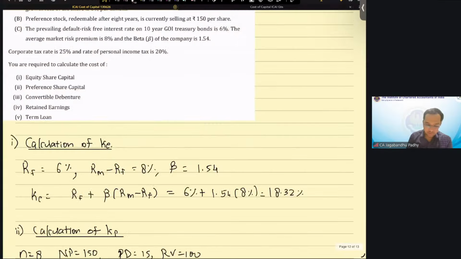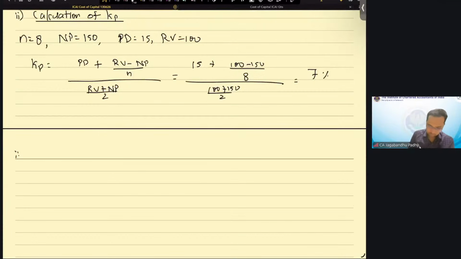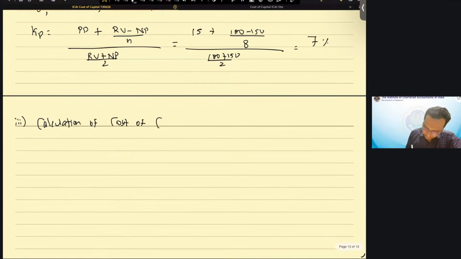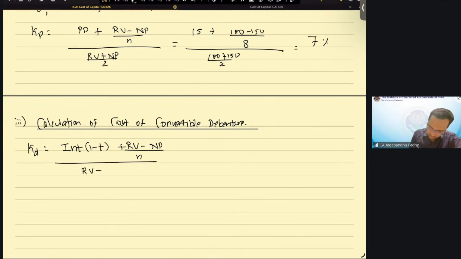Now the next is cost of convertible debenture. Now that is something really interesting. Calculation of cost of convertible debenture. Well, the formula is still going to be the same. The cost of debt is interest into 1 minus t plus redemption value minus net proceeds upon n, the whole divided by redemption value plus net proceeds by 2.